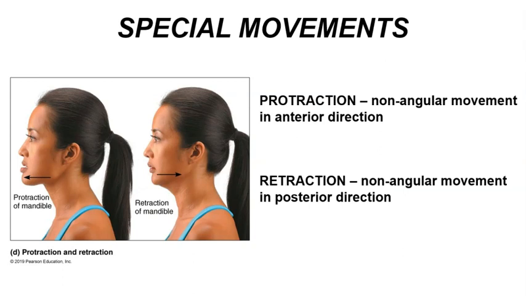Protraction and retraction describe the anterior or posterior movements of structures like the scapula or the mandible. Protraction describes a gliding, that is a non-angular movement in an anterior direction. Meanwhile, retraction describes a gliding movement in the posterior direction.